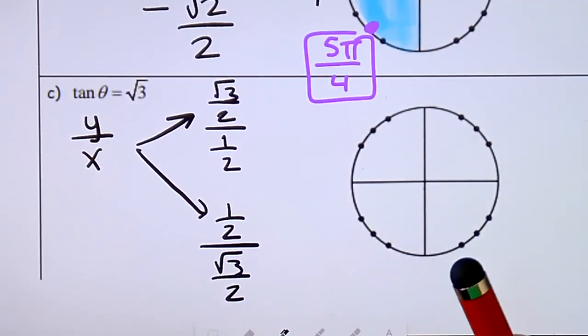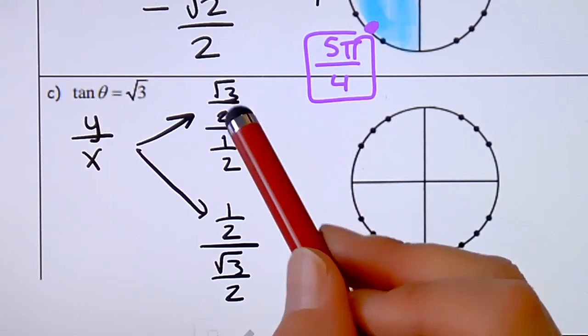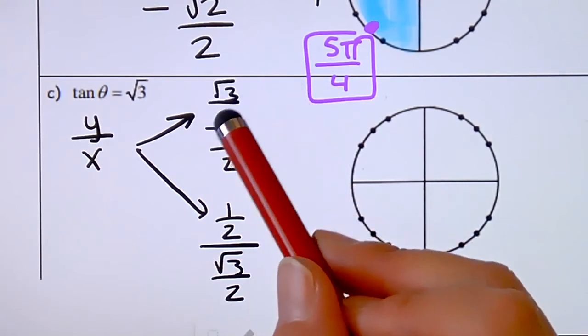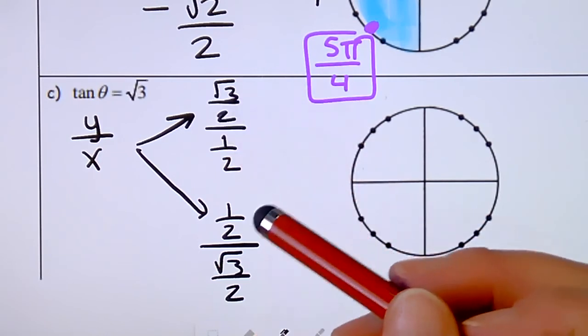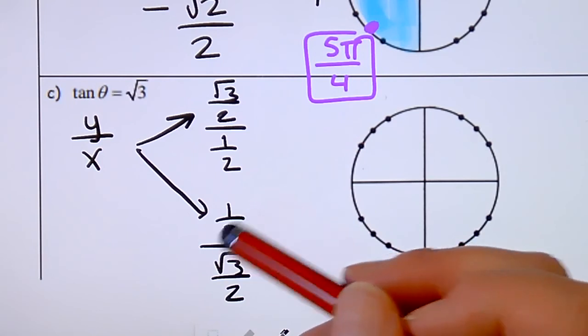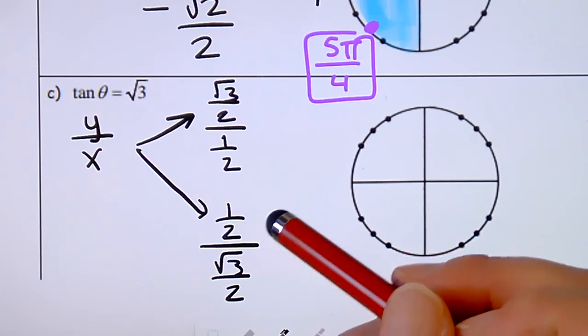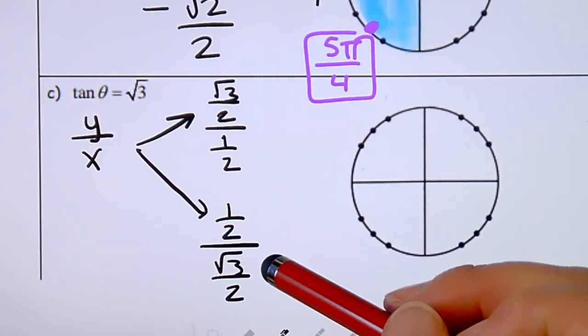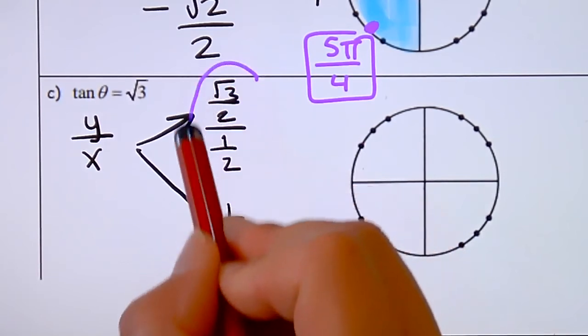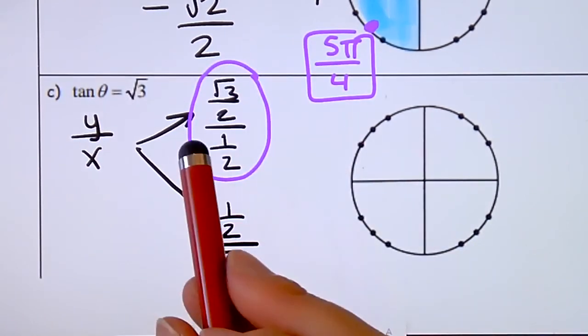Well, after we've done enough of these, what's going to happen here is I'm going to multiply this by 2 over 1, and my 2's are going to cancel and I'm left with the root 3. In this case, I'm going to multiply this by 2 over root 3, and my 2's are going to cancel, and I'm going to get a 1 over root 3, which is root 3 over 3. So it's going to be this one, right? That's the one.